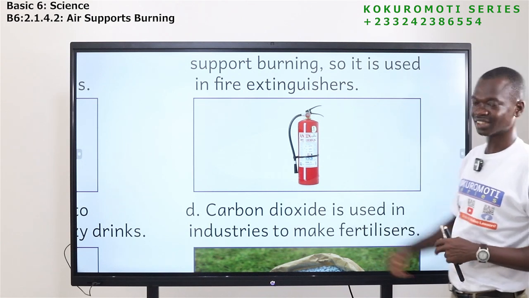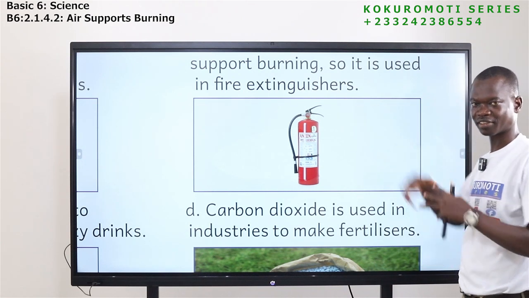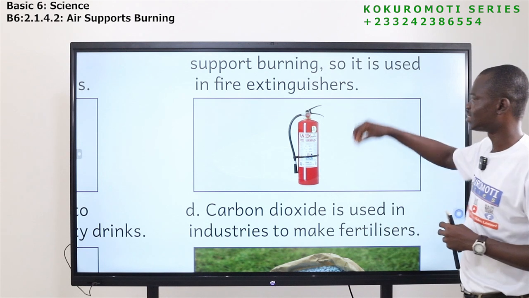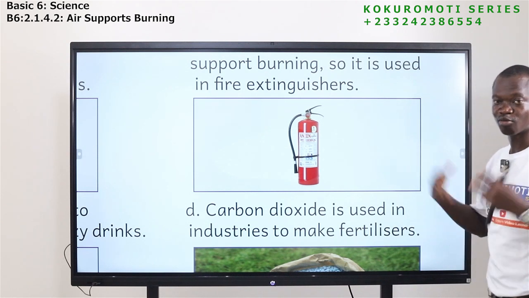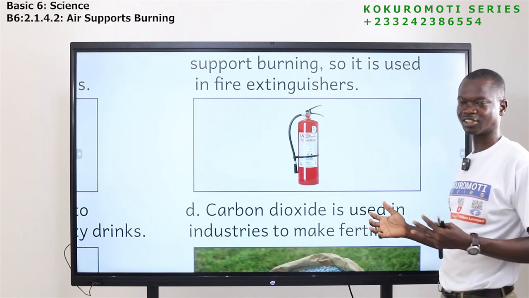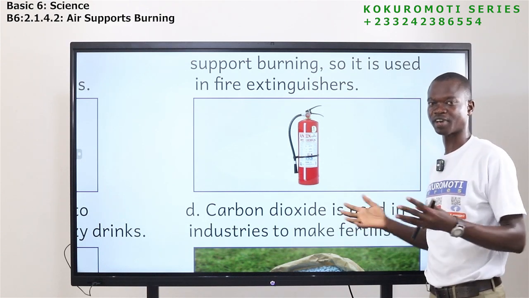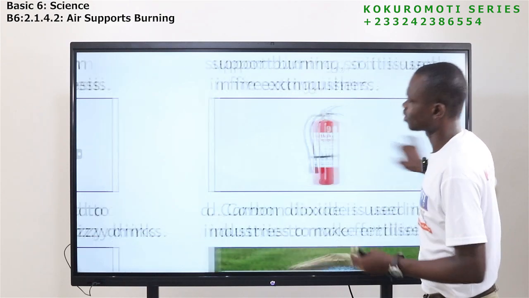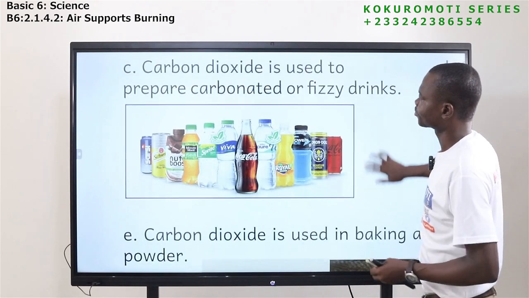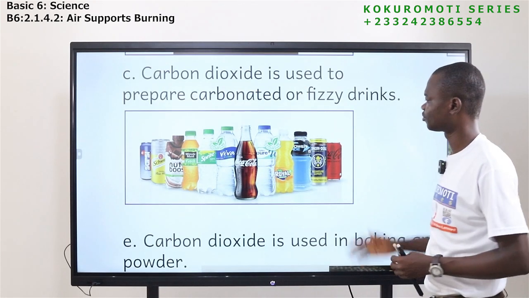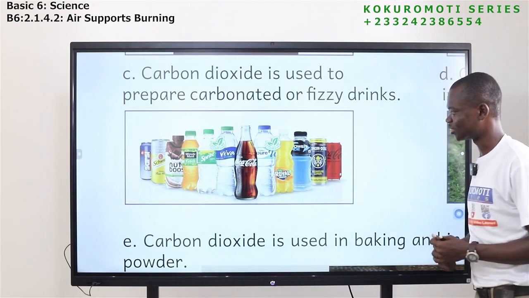Now, what do we have inside? We have chemicals. We have some things in it. And the things that we have inside, one of them is carbon dioxide. So this tells you that carbon dioxide is used to stop fire, to quench fire. Okay. Now, there is another one here. Look at it and tell me what you see.